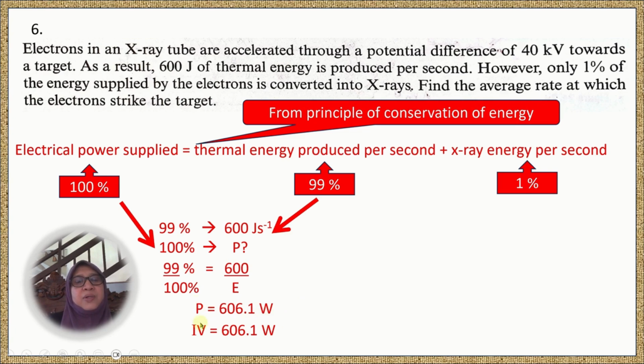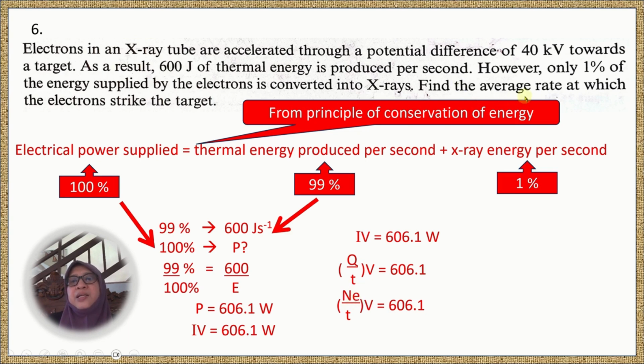Okay, so the power is equals to IV, and we are going to find average rate. So average rate, that means the number of electrons per second. So we can get it from the I here. So I is Q over t, so from Q equals to It, we get I equals to Q over t. So Q is the charge of the electron times the number, Q is Ne because there are N number of electrons. So the average rate will be N over t. So this is what we are going to find.